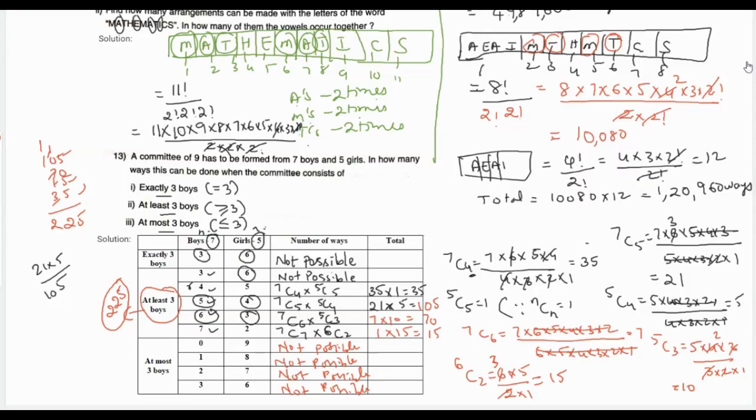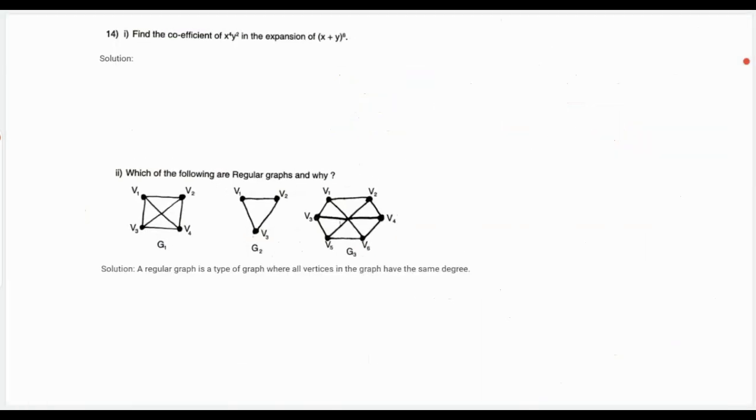Okay. So moving on with the next question. The next question is: find the coefficient of x power 4 y square in the expansion of x plus y to the power of 6. So here we know the binomial expansion. The general formula of binomial expansion is T r plus 1 equals NCR a power n minus r b power r. Before we substitute, we have a plus b power n, which will be equal to what the question has given, x plus y to the power of 6.